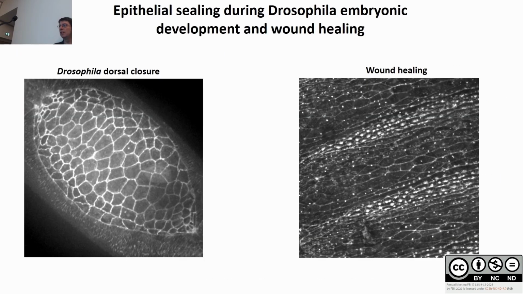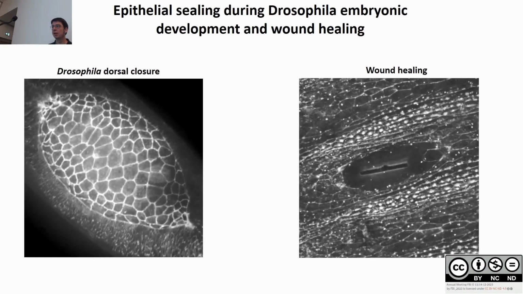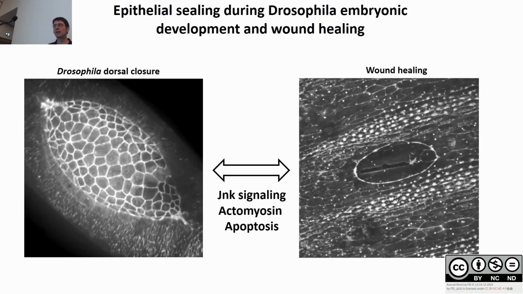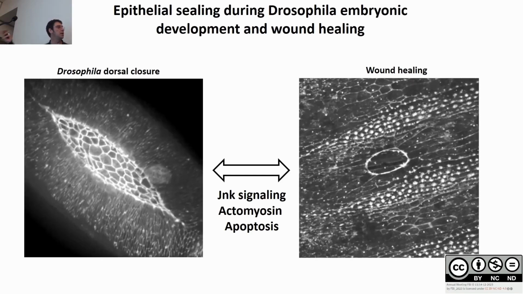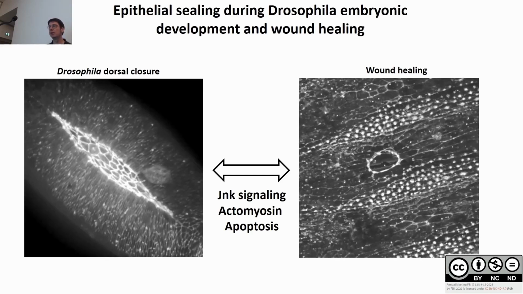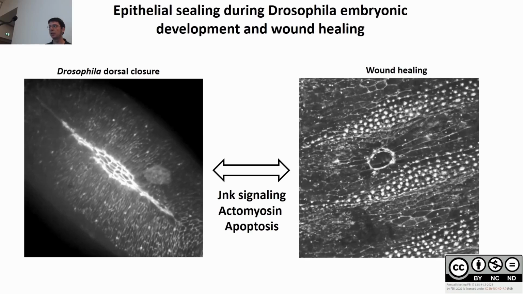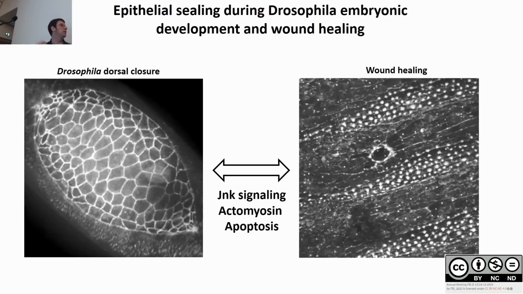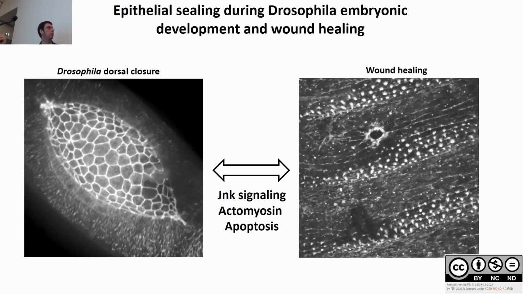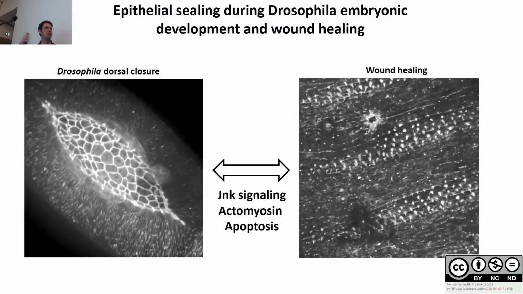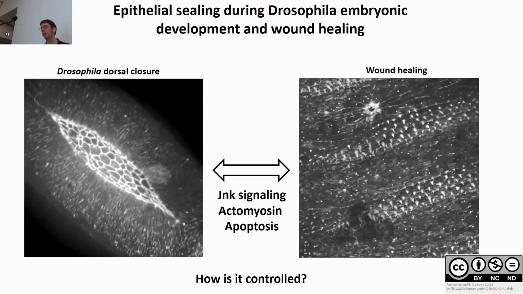To come back to wound healing, why are we interested in wound healing? Because basically it's sharing the same thing. It has the same regulatory machinery. So Jun kinase is also involved. Actomyosin is also involved. This is myosin that you are looking at on this movie. And apoptosis is also involved. So this is something that we try to understand now, how both are controlled, and to see whether we can have insight on the other.